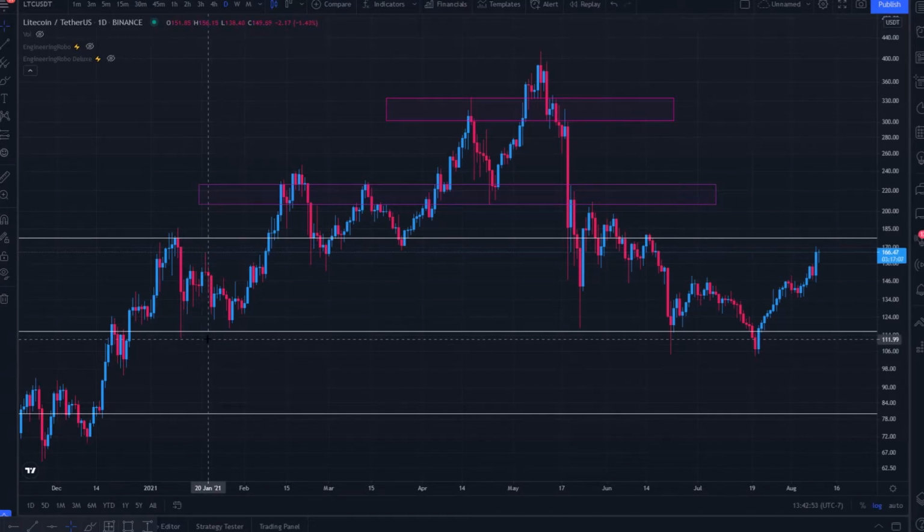Bitcoin, cryptocurrency. Today, we're going to be taking a look at Litecoin, LTC, against USDT. We're going to be assessing some of these key technical aspects of price action moving forward. We're going to be looking for some of the pivotal areas of support and resistance I believe we're going to be interacting with in the very near future here.